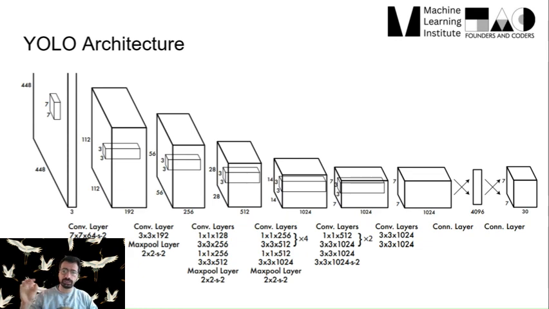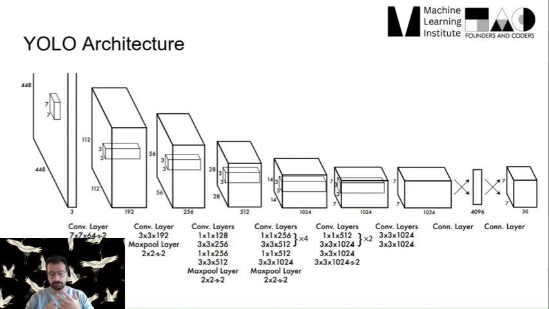Finally we get to the fully connected layer, where it's all flattened into 4096, and then we go back to a 7 by 7 by 30 layer. What this means is that each one of these 7 by 7 blocks is a grid cell making a prediction on the following: how confident it is that there's an object in or around it, what the boundaries of this object are, and finally which class it belongs to.